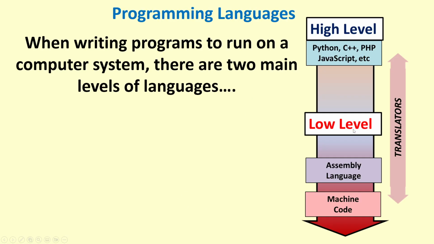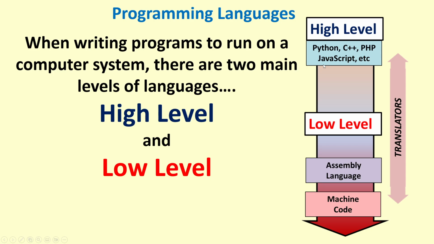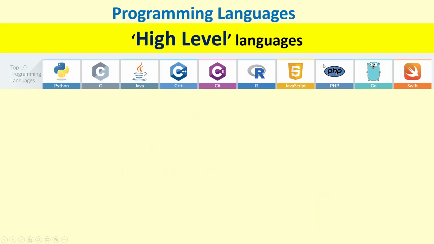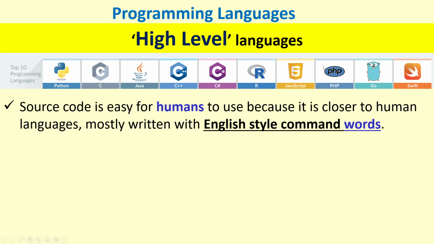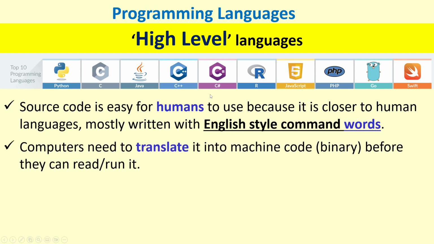Okay, we're going to start off by looking at remembering programming languages. So remember, when you're writing programs to run on the computer, there are two main levels of language. There are high level and low level. High level languages are languages that have source code, the code that is easier for humans because it uses English style command words, things like print and for, while. Makes it much easier for humans to use.